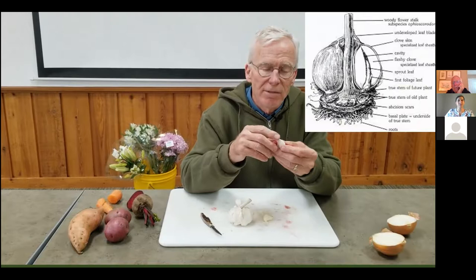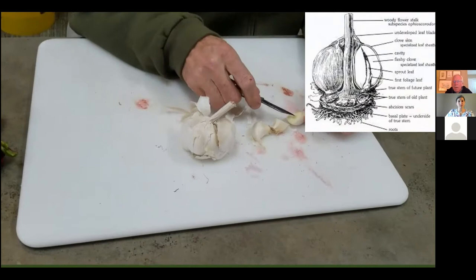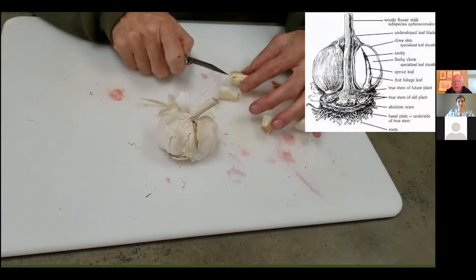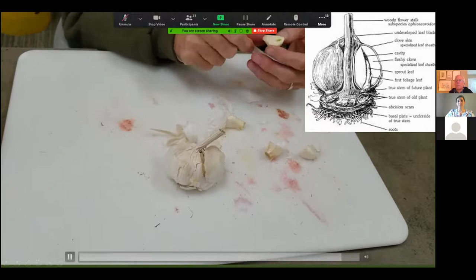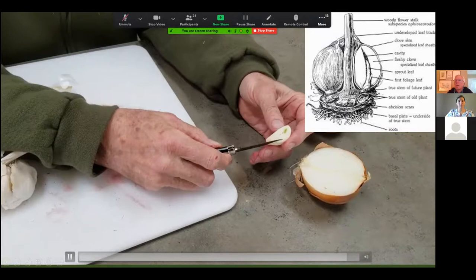And in each one of these cloves is the equivalent of this. It is a set of very fleshy leaves. Now it's hard to see the individual leaves inside of a garlic clove, but you can see a slightly layered structure. And on the inside of that is, we'll see if we can slice one where we can maybe see the. Well, there you can see the. You could plant that. You can see the little embryonic plant in there, surrounded by these thick fleshy leaves. So that's the garlic clove.